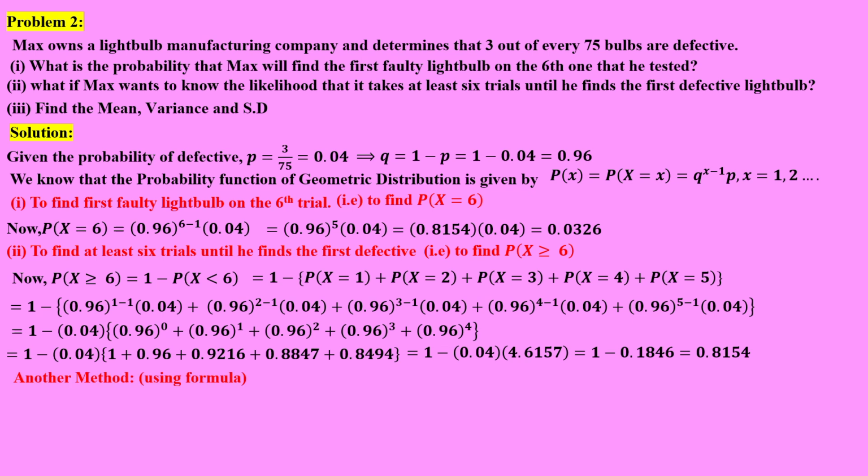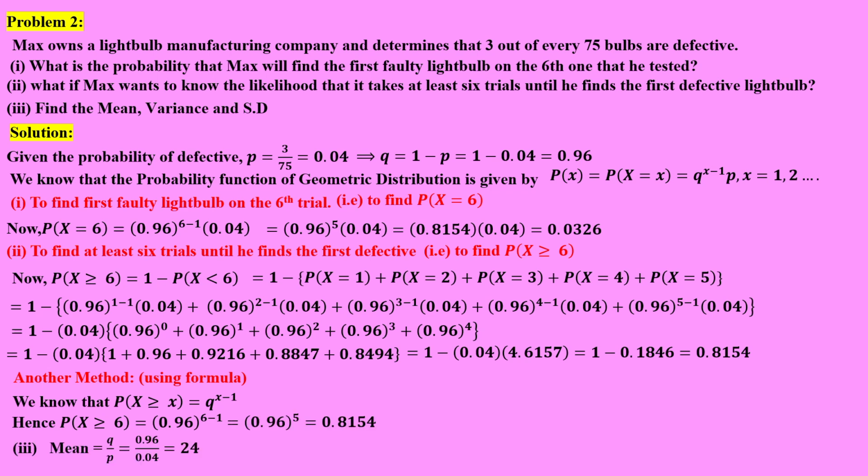Another method, using the formula probability of x greater than or equal to x is equal to q power x minus 1. So directly, probability of x greater than or equal to 6 is equal to 0.96 power 6 minus 1, which is 0.8154. Mean is q by p, 0.96 by 0.04, which is 24. Variance is q by p square, 0.96 by 0.04 square, which is 600. Standard deviation is the square root of variance, that is equal to 24.49.